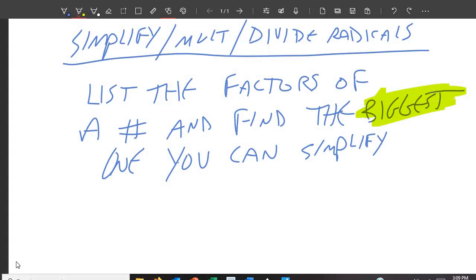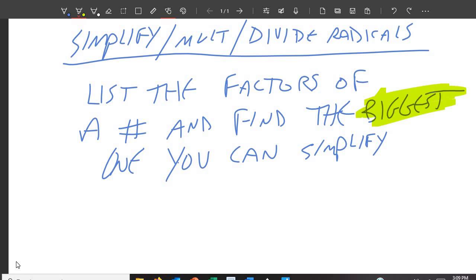Simplifying, multiplying, and dividing radicals. Okay, so in the first section, we just talked about how to simplify radicals, things like square root of 4, square root of 9, things like that. That simplified out to a nice number.